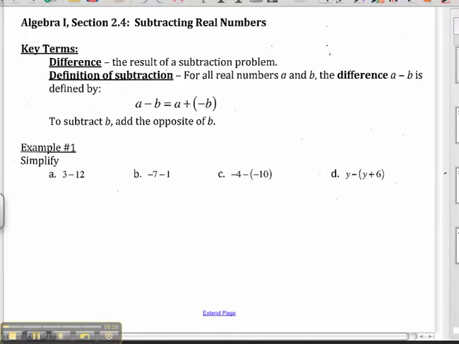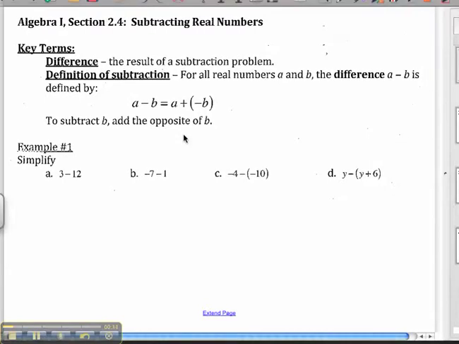But looking at this first thing, something we always need to remember: these terms, because we see them in word problems. When we want to find the difference between things, we subtract to find their difference. So difference is the result of a subtraction problem, all right? It says the definition of subtraction, and we've talked about this already.